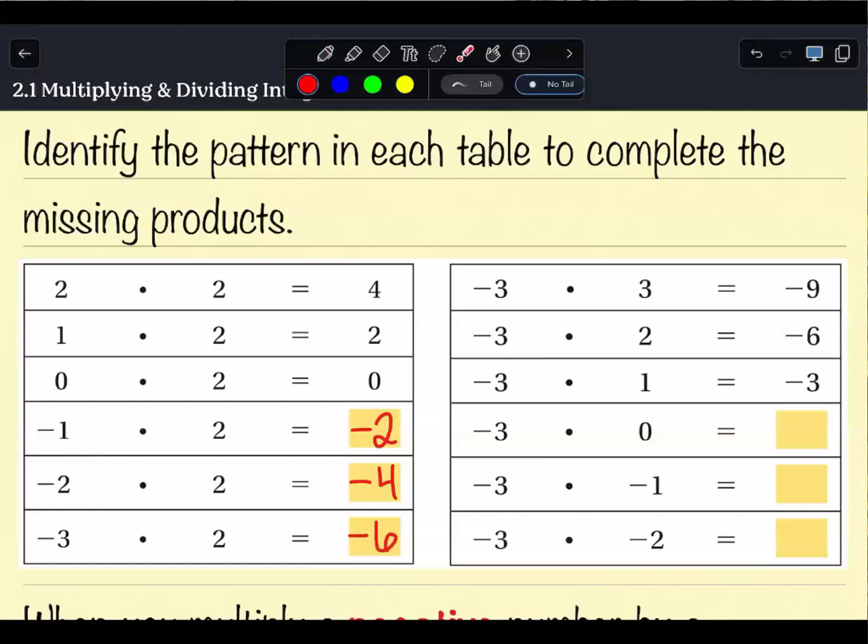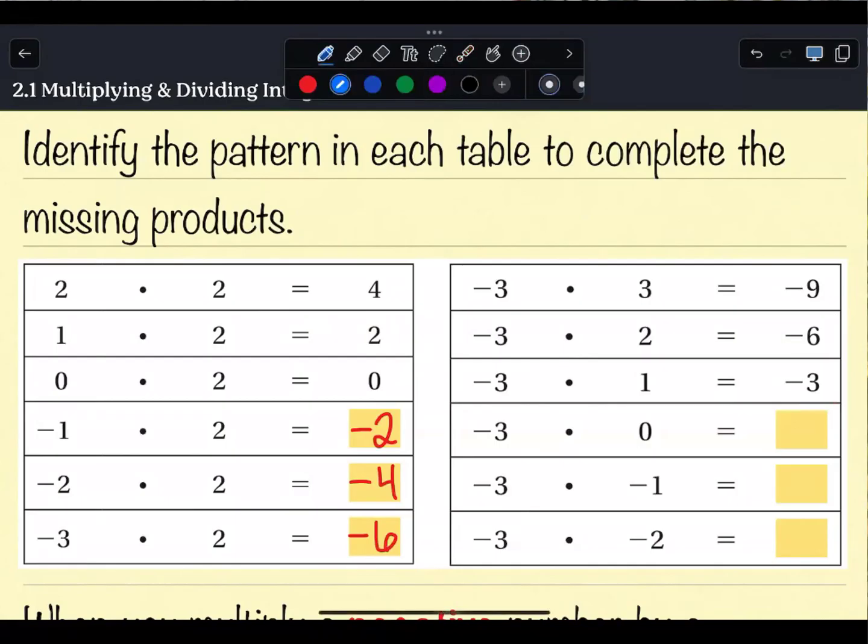I'll say that again. When we multiply a positive number by a negative number, we get a negative product, or a negative answer. On the other side of this chart, now we're going to multiply a negative number by a positive number. You can see negative 3 times 3 is negative 9, which checks out. That makes sense because we just said that a negative number times a positive number should be a negative answer. So 3 times 3 is 9, so negative 9. And then negative 3 times positive 2 gives us negative 6.